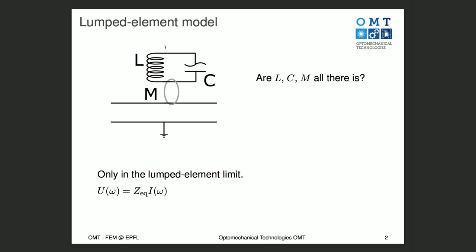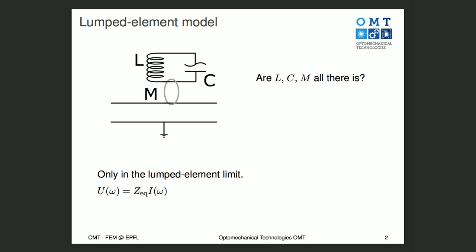So this is maybe more valid for an inductor. You have this long wire, and you're saying, all through this wire, I'm going to get the same current I. And then I get this linear relationship between V and I, and I have this effective impedance, and I'm happy, I sit in the lumped element. And of course, that might not hold.